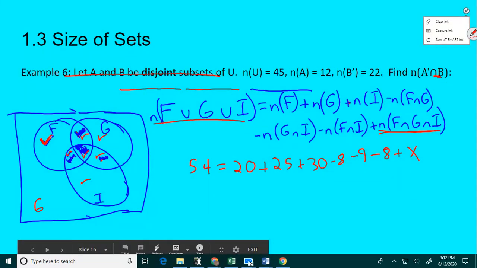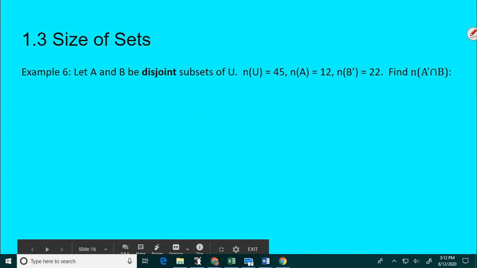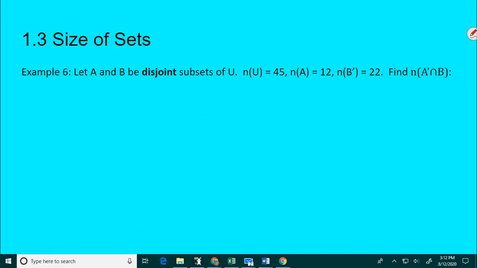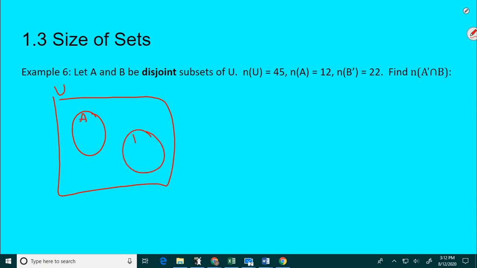All right. Last example. This is a lot quicker. So A and B are disjoint subsets. So let's draw A and B. So my universal set U. There's A, there's B. The whole deal has 45. Let's write that above. A is 12. Okay, there's no overlap, so I can just put the 12 right in.